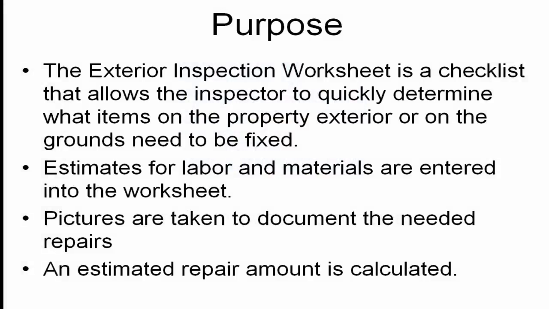The exterior inspection worksheet is a checklist that allows the inspector to quickly determine what items on the property exterior or on the grounds need to be fixed. Estimates for labor and materials are entered into the worksheet. Pictures are taken to document the needed repairs. An estimated repair amount is calculated.